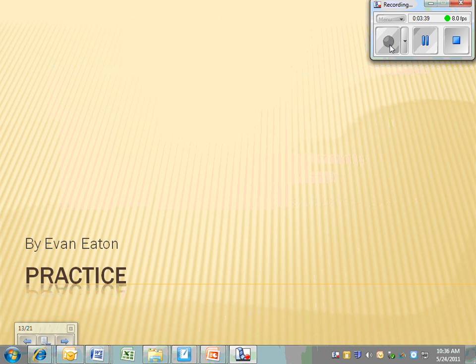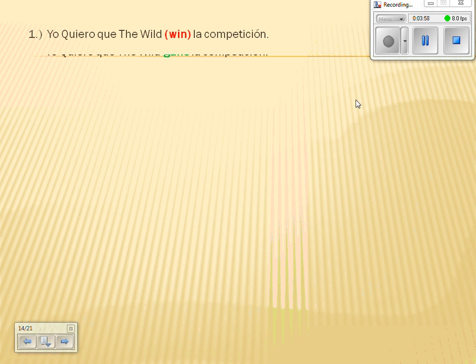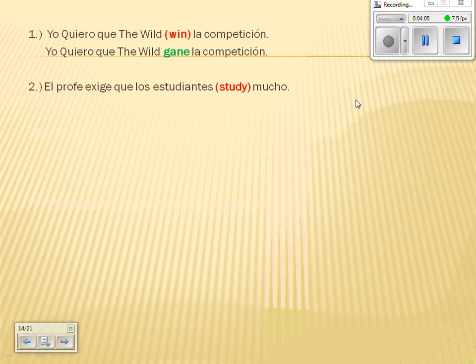Alright, let's practice what we've learned about the subjunctive so far. Translate the following words in red to the correct subjunctive form. Number 1. Yo quiero que the wild win la competición. Yo quiero que the wild gane la competición. Number 2. El profe exige que los estudiantes study mucho. El profe exige que los estudiantes estudien mucho.